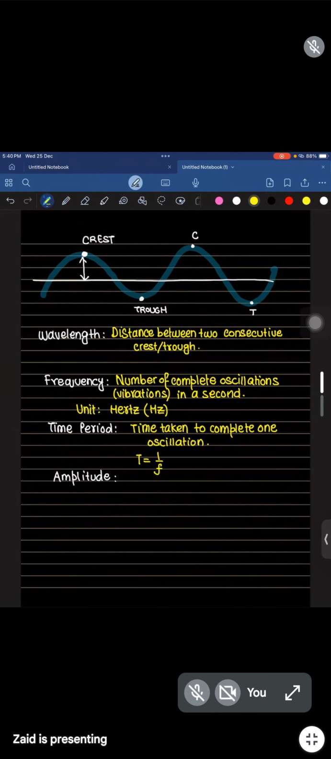Yes. Amplitude is the height of the wave. So amplitude is the maximum distance covered by the wave away from the mean position. Okay, so this is the maximum height covered. So this height can be called amplitude.